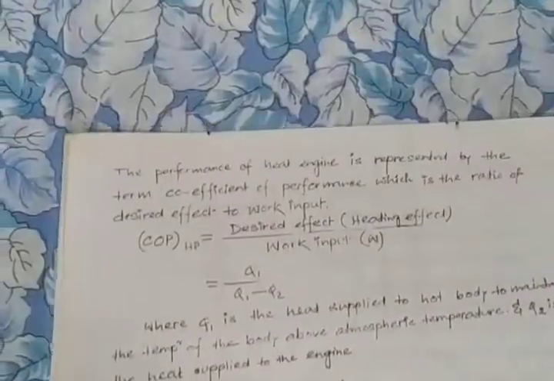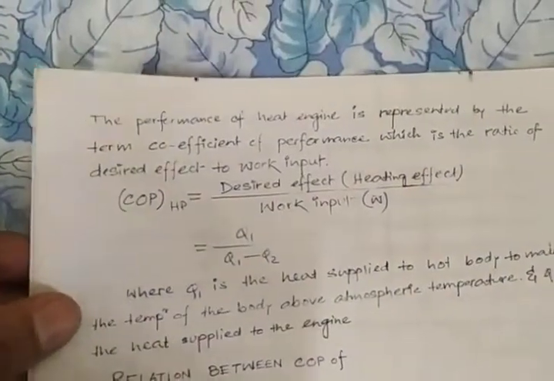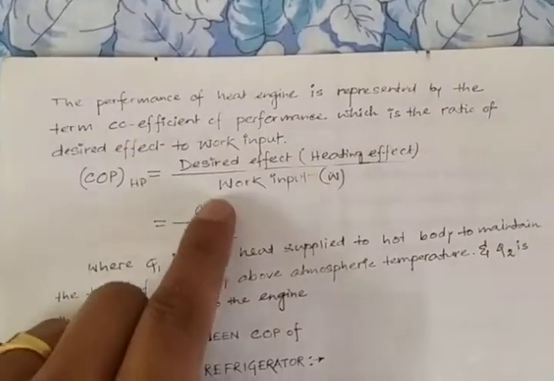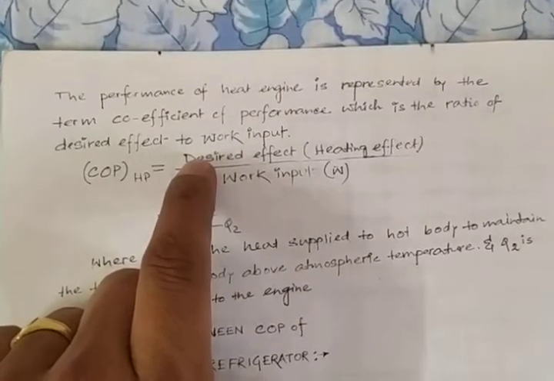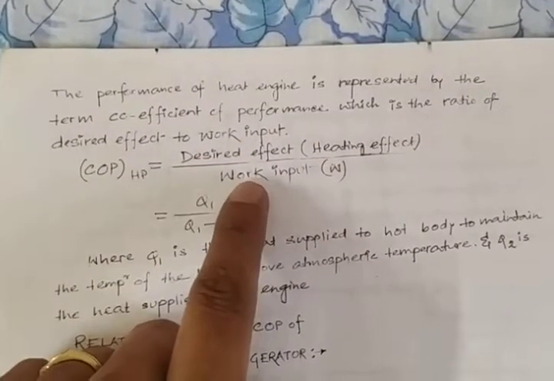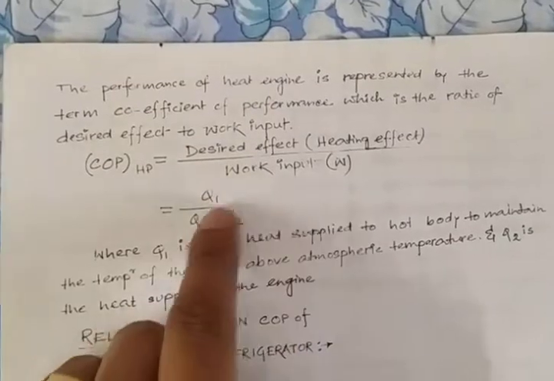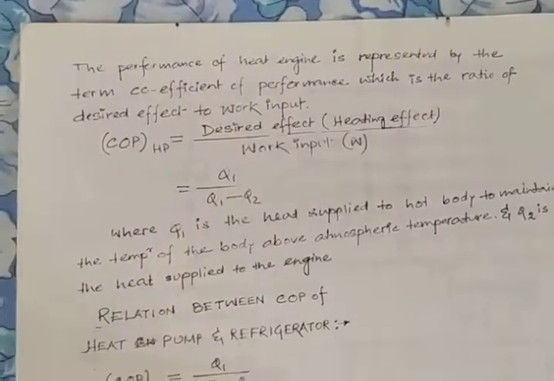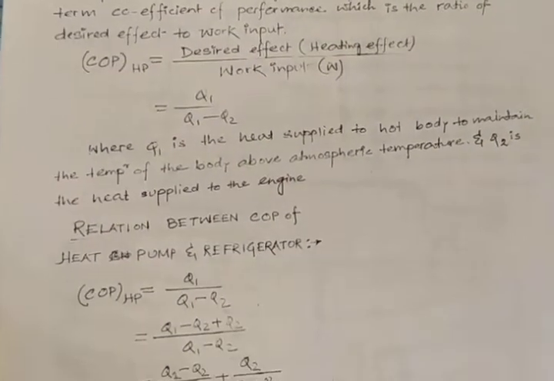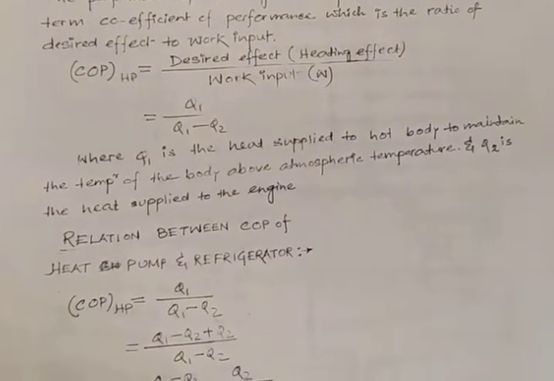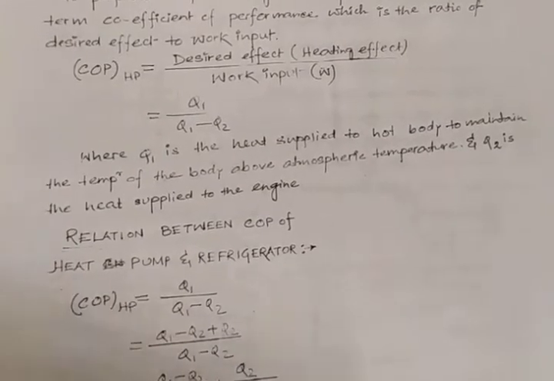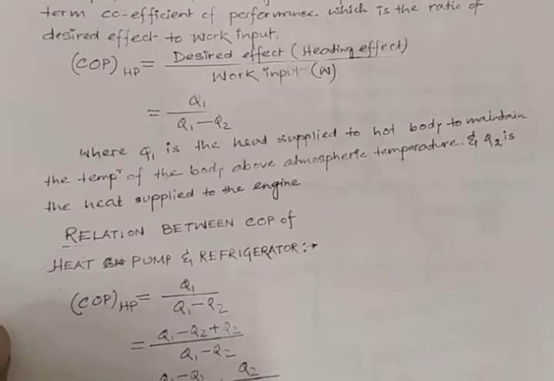Let's come to the COP of a heat pump. For the COP of a heat pump, the desired effect here is the heating effect, and the work input is W, so it is denoted by Q1 divided by Q1 minus Q2, where Q1 is the heat supplied to the hot body to maintain the temperature of the body above the atmosphere, and Q2 is the heat taken from the atmosphere.